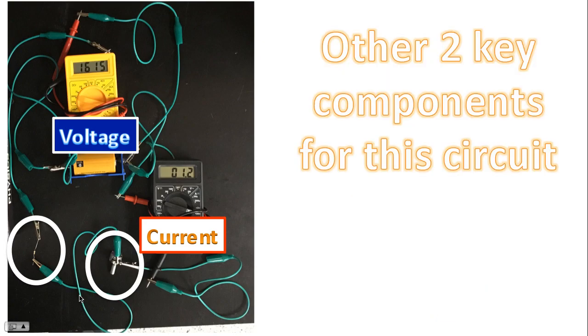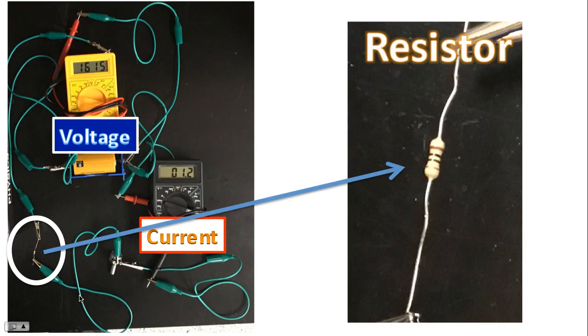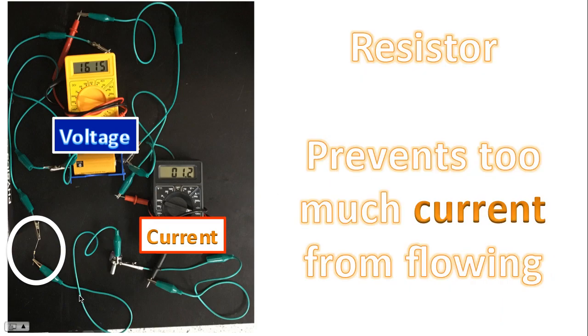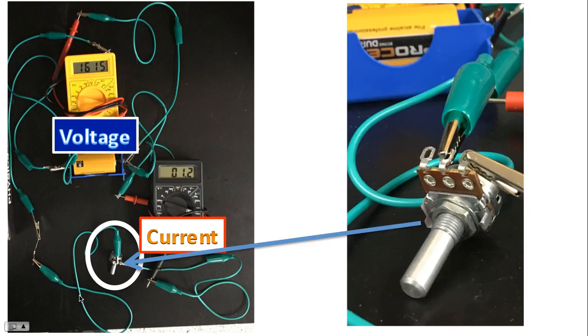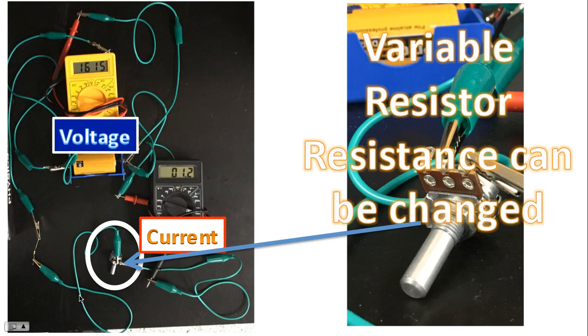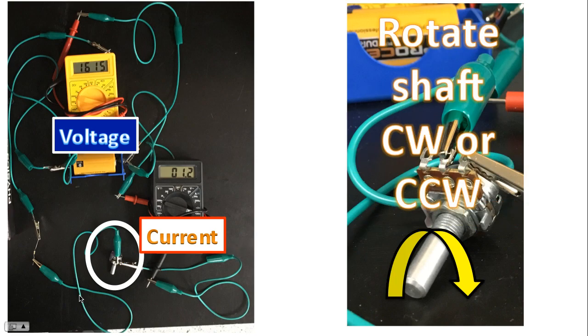There are two more key components for this circuit. The resistor. Why is there a resistor? Well, the resistor will prevent a short circuit from taking place. It prevents too much current from flowing. We also have this component here. It's called a variable resistor. The resistance can be changed. It can be changed by rotating the shaft either clockwise or counterclockwise.